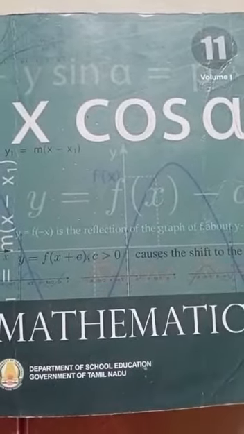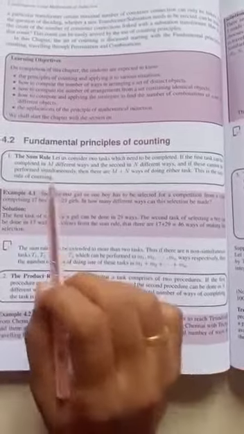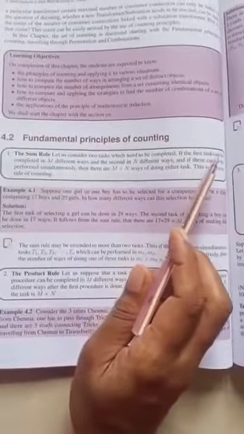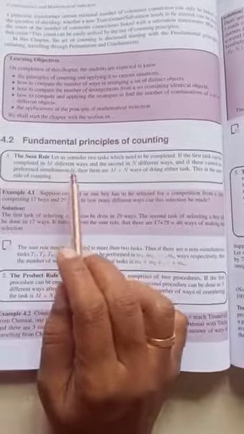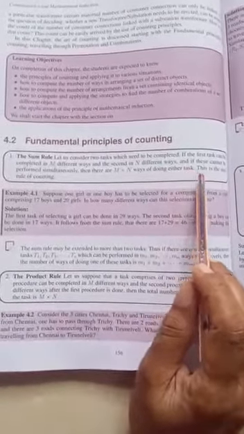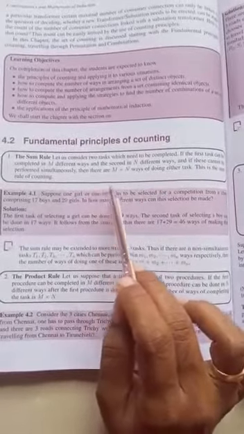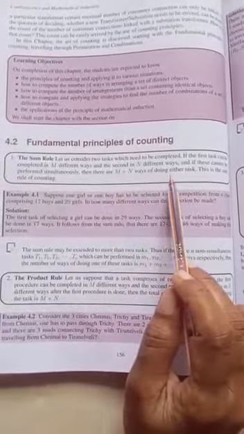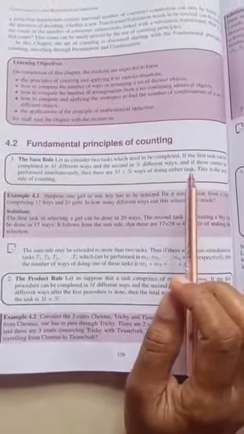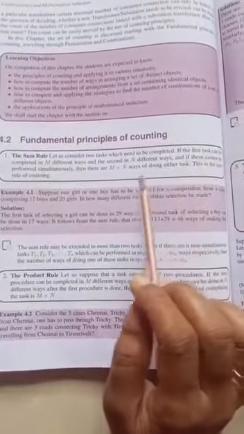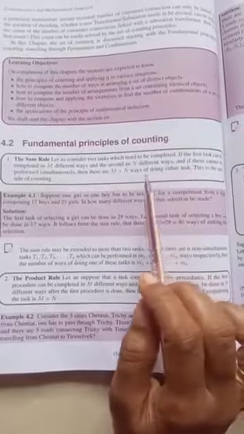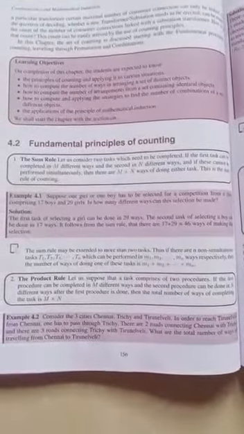Let us learn the definition. Okay. Sum rule. Let us consider two tasks which need to be completed. If the first task can be completed in m different ways and the second in n different ways, and if these cannot be performed simultaneously, then there are m plus n ways of doing either task. This is the sum rule of counting. So the first task can be completed in m different ways and the second task in n different ways. Then the number of ways is m plus n.